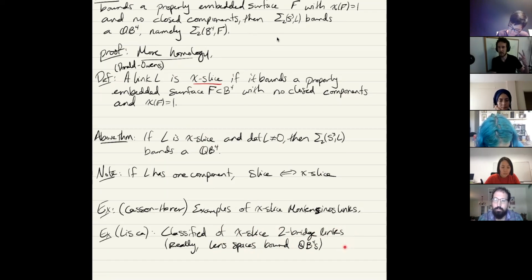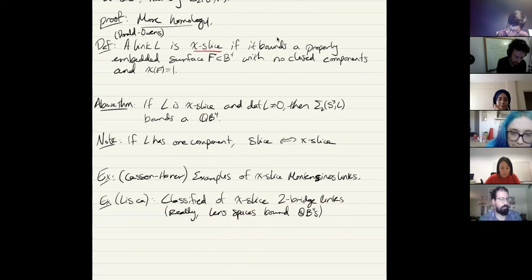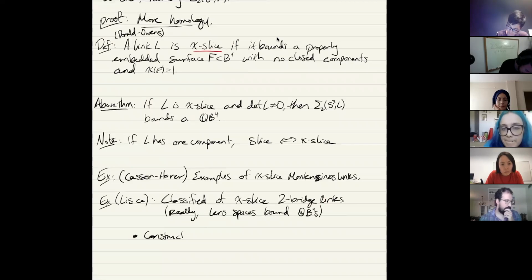And there are essentially two steps. The first step is, to show something is chi-slice, you have to do something pretty explicit. You actually have to construct the surface that you're looking at. You have to find an Euler characteristic one surface. So the two steps are, first, you need to construct Euler characteristic one surfaces.